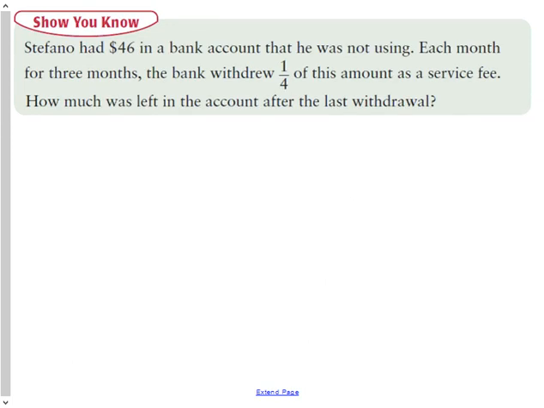And your third show, Stefano had $46 in a bank account he was not using. Each month for 3 months, the bank withdrew 1/4 of this amount as a service fee. What a bank that is. How much was left in the account after the last withdrawal? So if we think about a quarter of $46, that's how much money he was going to lose in the first month, right?